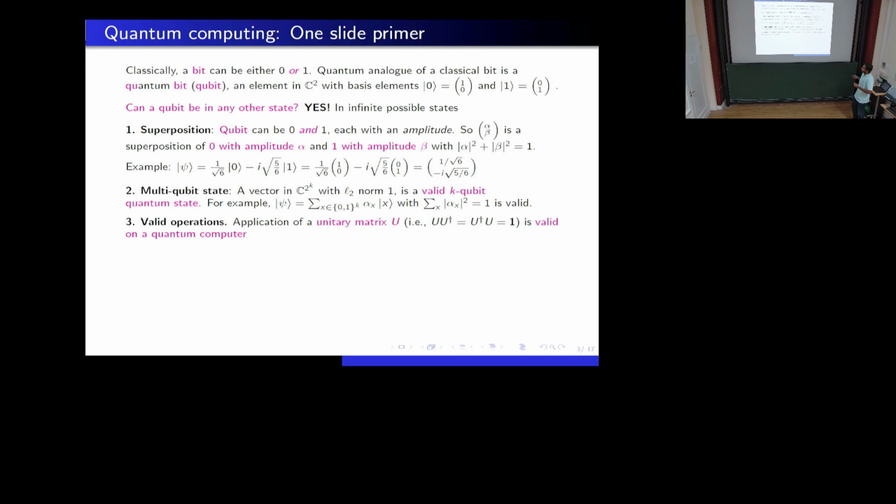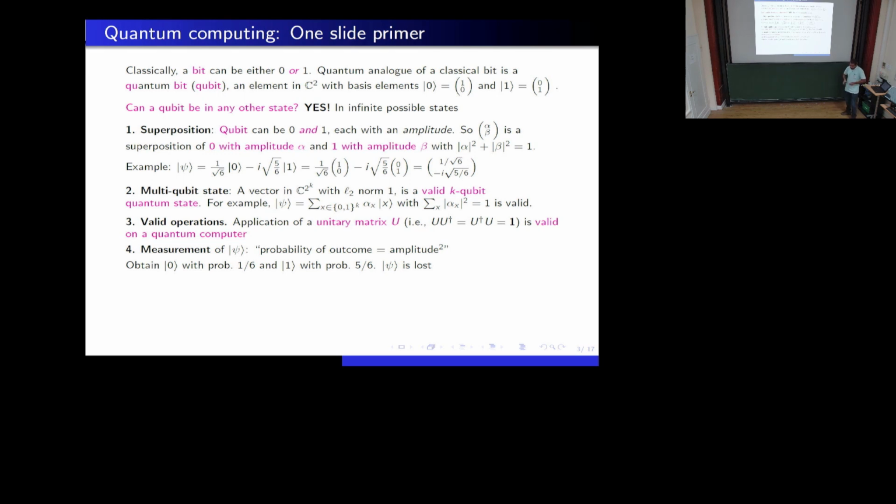So far I've spoken about superposition, k-qubit quantum states, and what's a valid operation. The next natural question is how do I get information out of this quantum state? That's called measurement. The measurement I'll mostly be talking about in this talk is just computational basis measurements. If I give you this valid quantum state and I measure it, I will get 0 with probability given by the square of the amplitude. In this case, it's 1 over 6. So I get 0 with probability 1 over 6, and 1 with probability 5 over 6.